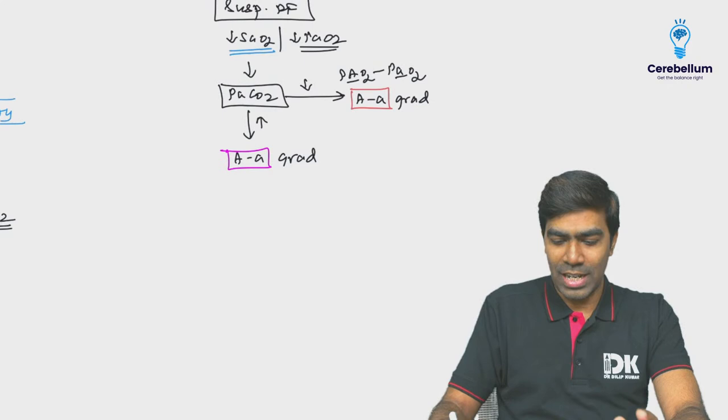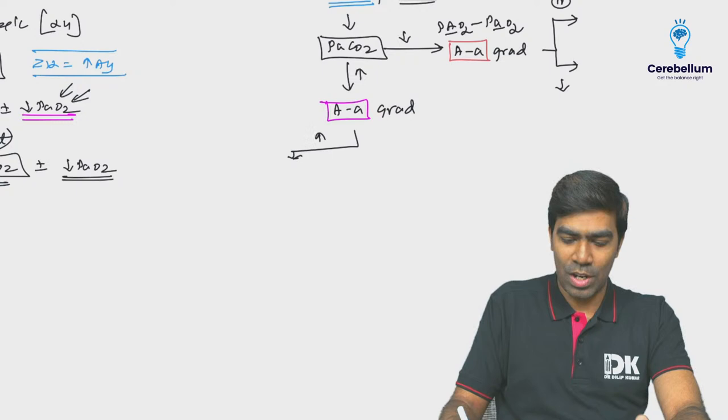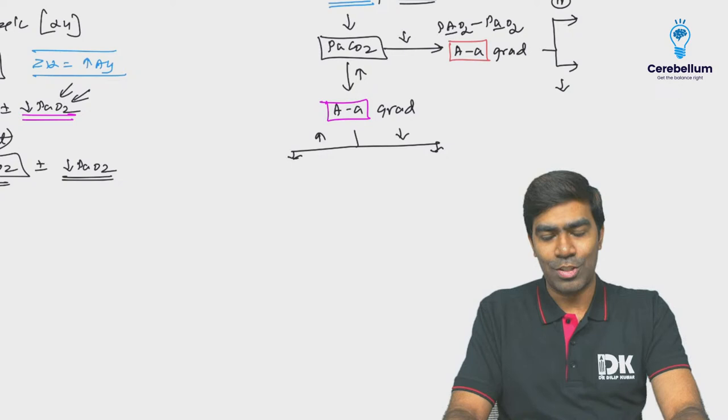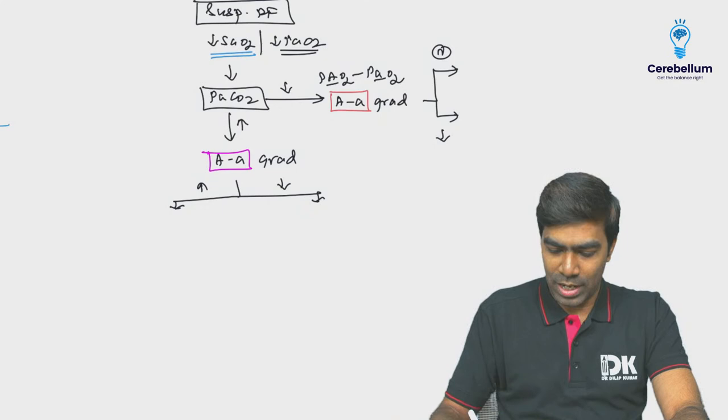So in case the A-a gradient is normal, what will you think about? In case the A-a gradient is low, what are you going to think about? Similarly, if the A-a gradient is increased, what are you going to think about? So that is for you, if you can answer. So let me tell you now. Not increase, so I can write A-a gradient is normal.